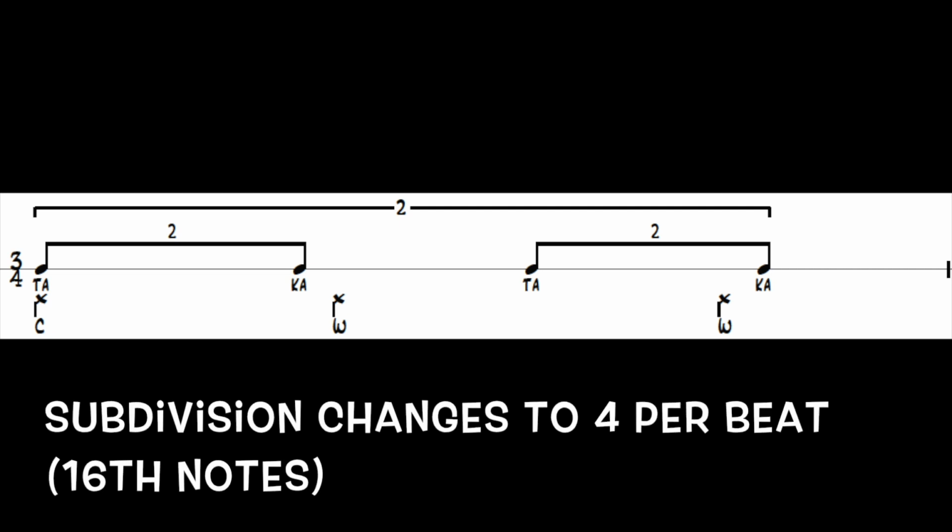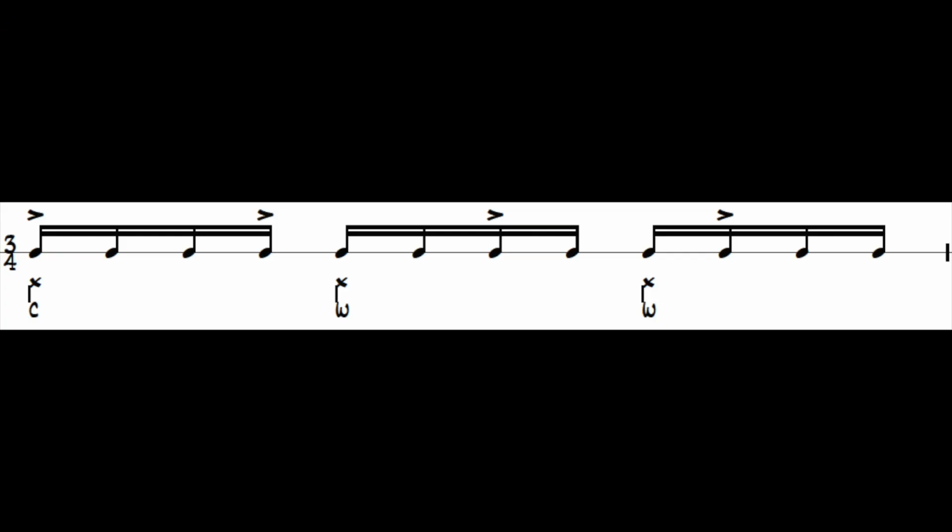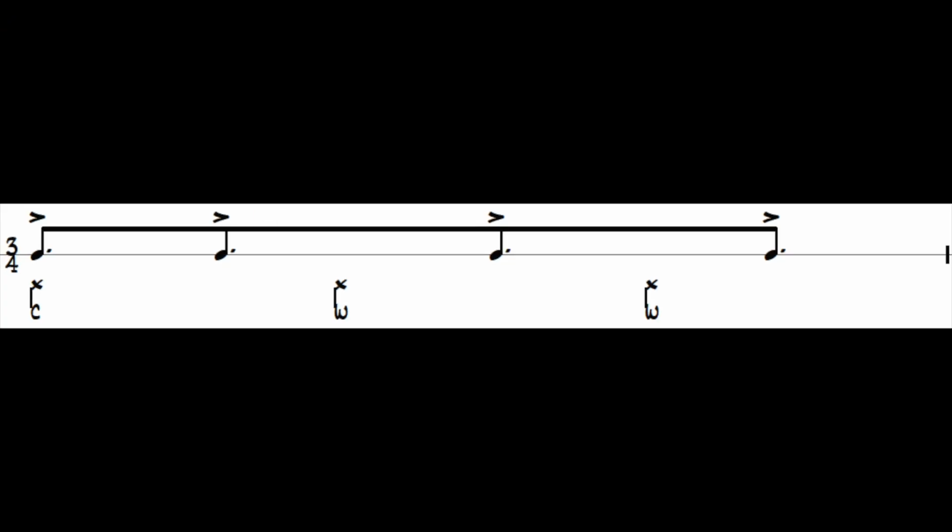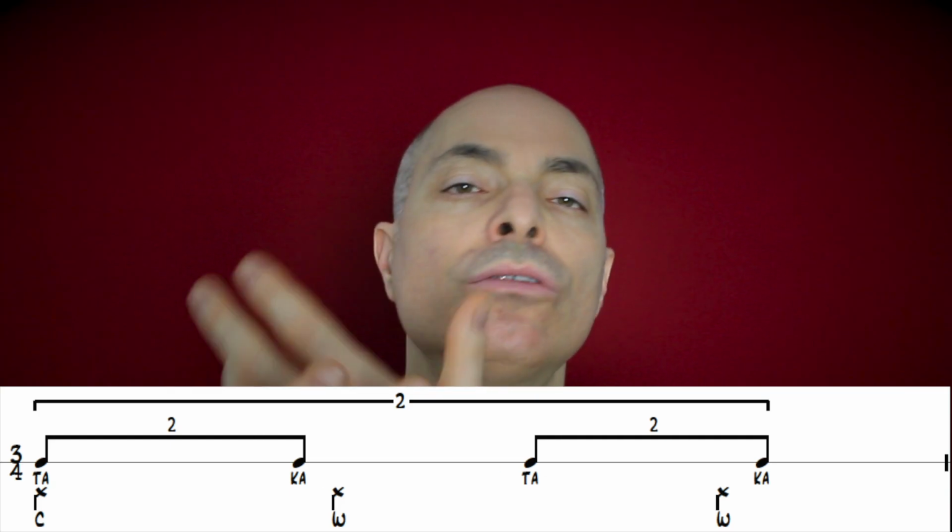Which means that we will have to change the subdivision from 2 per beat to 4 per beat, or 16th notes. Now, if we use the number of beats, which is 3, and divide the subdivisions into groups of 3 within the 16th notes, of course, we will get something like this. And with isolation, and with the syllables, and it will sound like this. 1, 2, start. Ta, ka, ta, ka, ta, ka, ta, ka, ta.